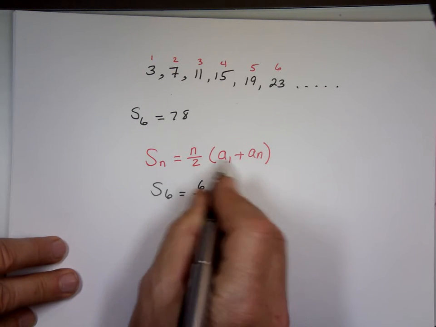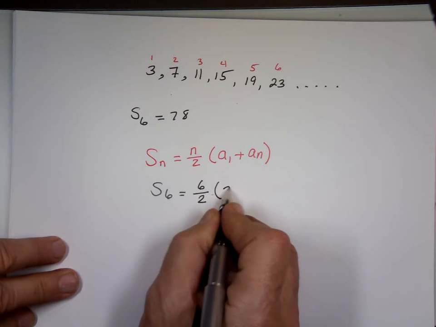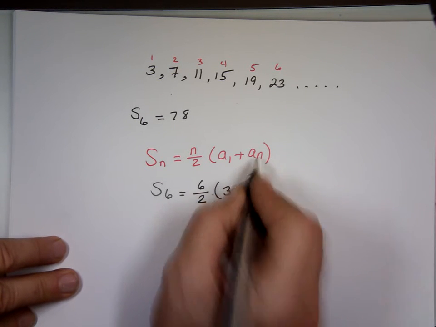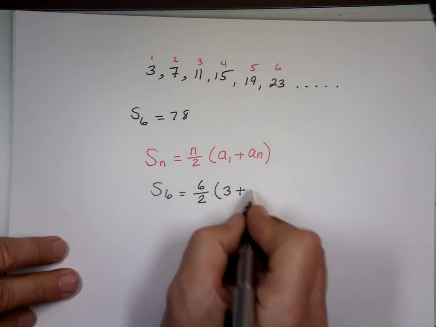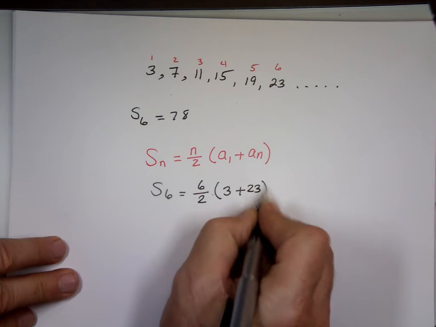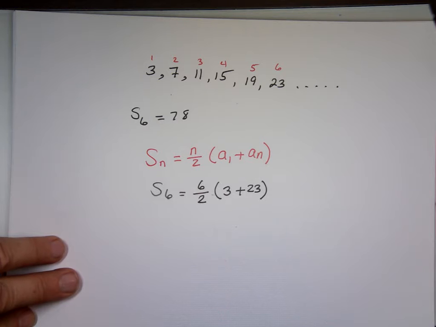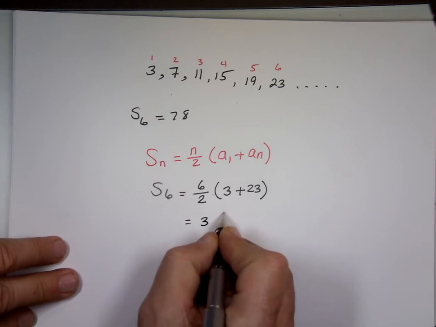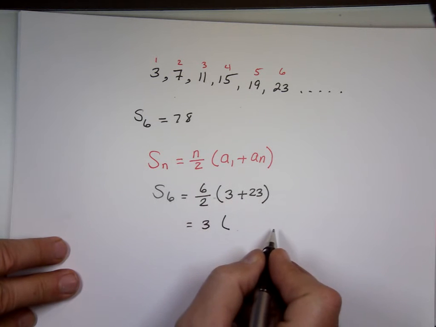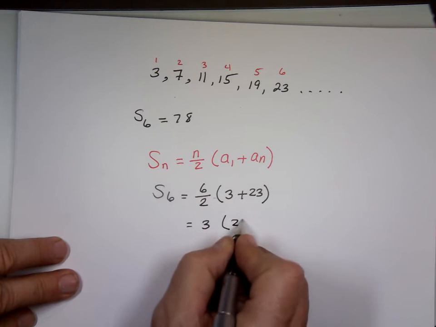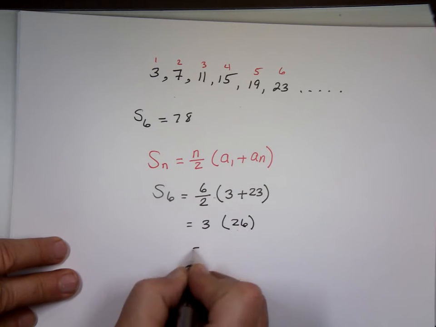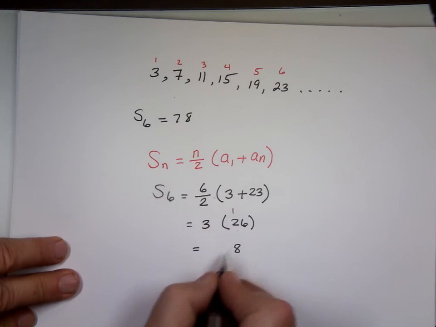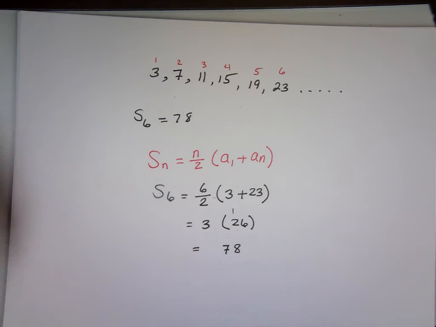A1 is the first number, which is what? 3, plus A6. A6 is which one? 23. 6 over 2 is what? 3. What's 3 plus 23? 26. Let's do the math. 3 times 6, 18, 8 carry 1. 3 times 2 is 6 and 1, 7. Is that the same answer? Yes.